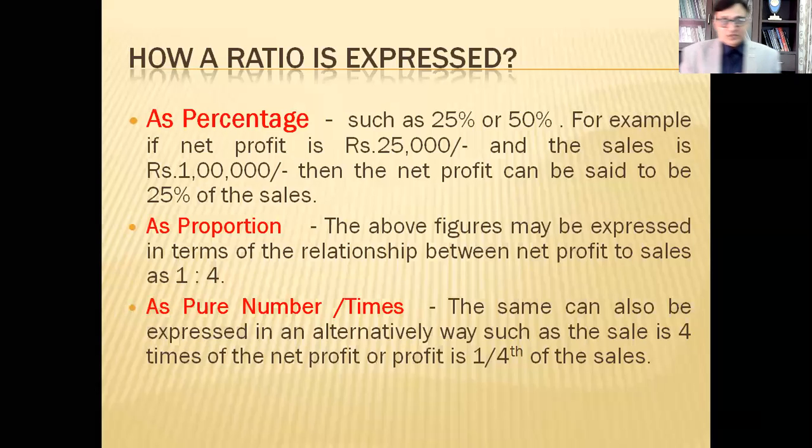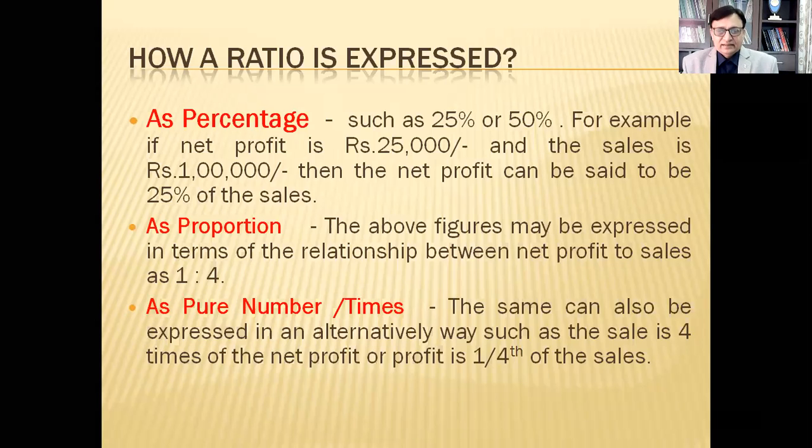Second, ratios can be expressed as a proportion. For example, the figures may be expressed in terms of the relationship between net profit and sales. To write 25% in another way, we can say 1:4. It means 1/4 of the total sale is earned as profit. So as a proportion we have expressed this. Similarly, we can write 25% as 1/4 also, 1:4 also, or 25% also.